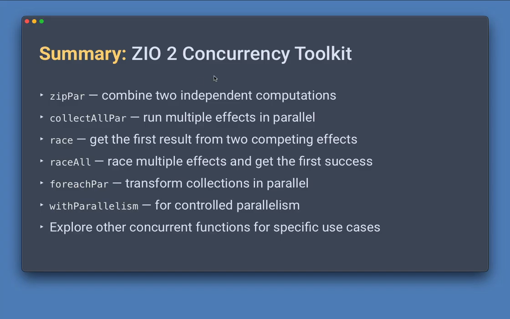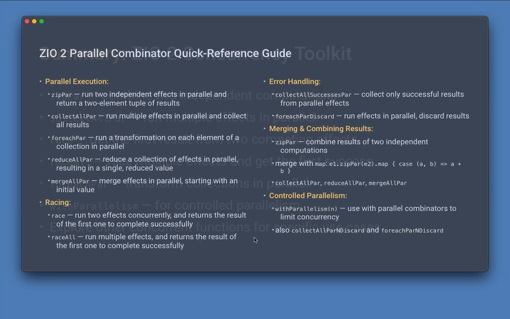So to give this a summary, these are the main functions we looked at: zipPar, collectAllPar, raceAll, foreachPar, and then I just mentioned withParallelism for controlling that. And also noted we had a few other concurrent functions we can use for specific use cases. And now in this very last slide, I give you a summary of all the functions that we just covered.